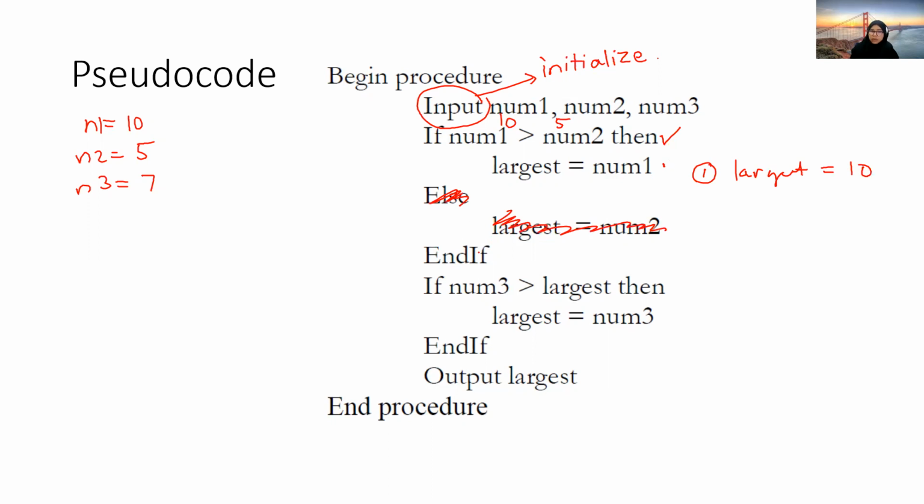This two is not going to be evaluated. So this two is not going to be evaluated. Why? Because this is false. Let's look at the next if condition.